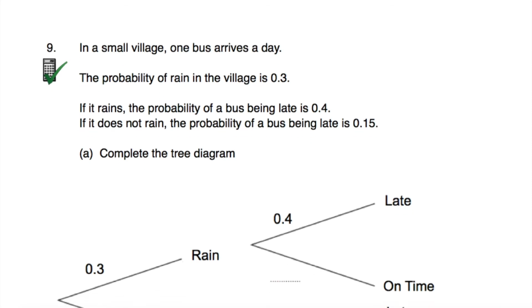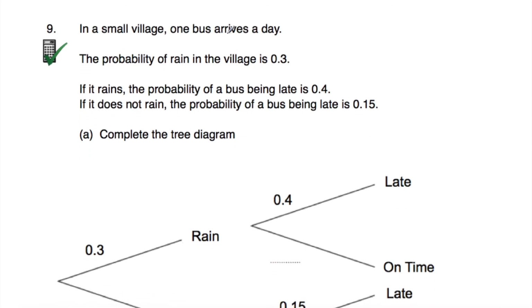Question number 9 says, in a small village, 1 bus arrives a day. So each day 1 bus arrives in this village, and the probability of rain in the village is 0.3. If it rains, the probability of the bus being late is 0.4. And if it doesn't rain, the probability of the bus being late is 0.15. So whenever it's rainy, there's a greater chance of the bus being late, and whenever it's not rainy, there's a lower chance. Perhaps it's quite a windy road and it has to drive slower to get to the village.